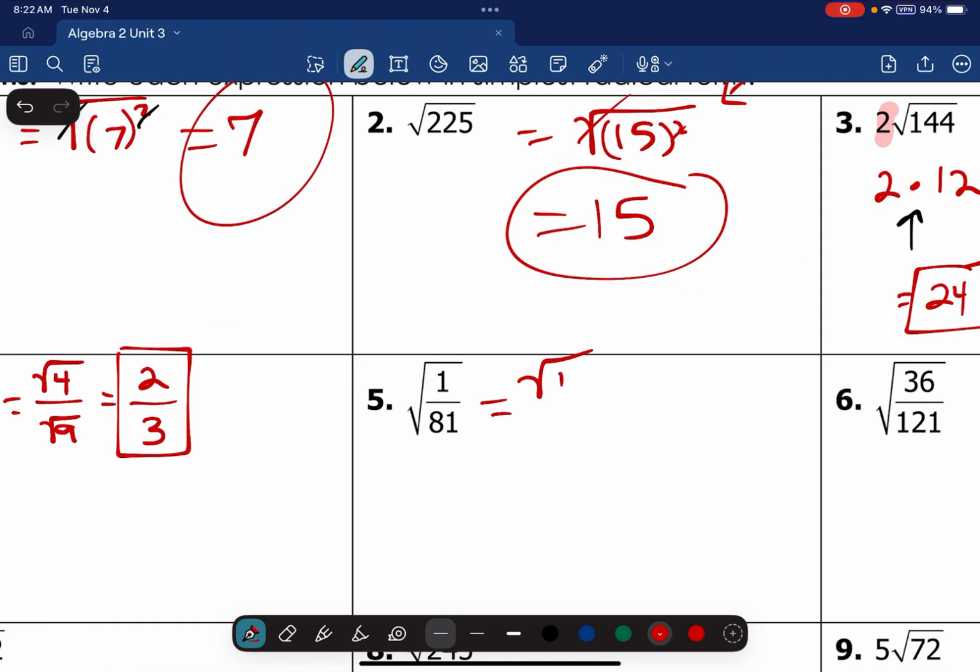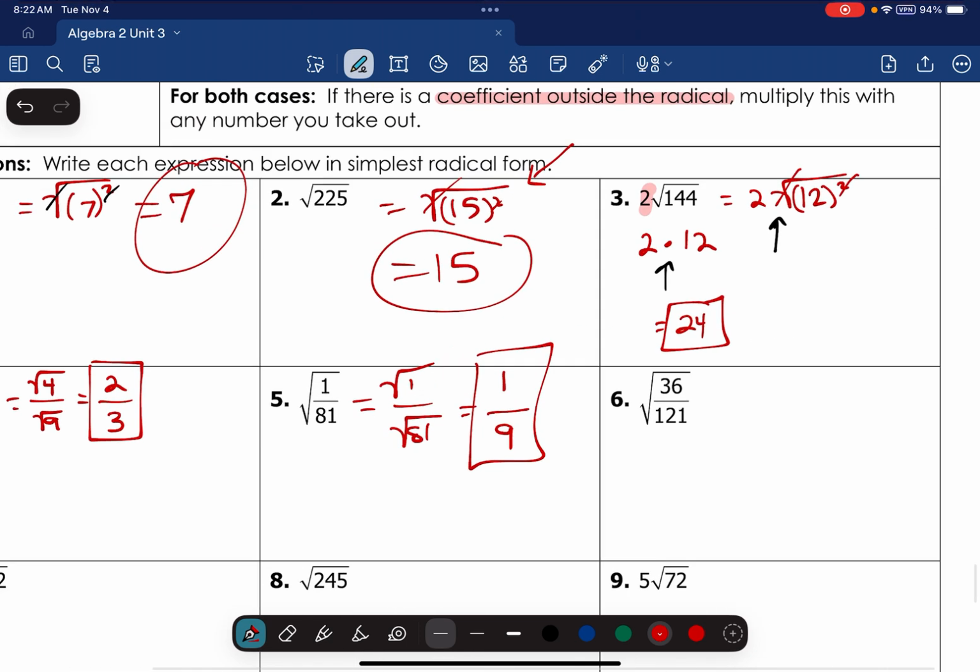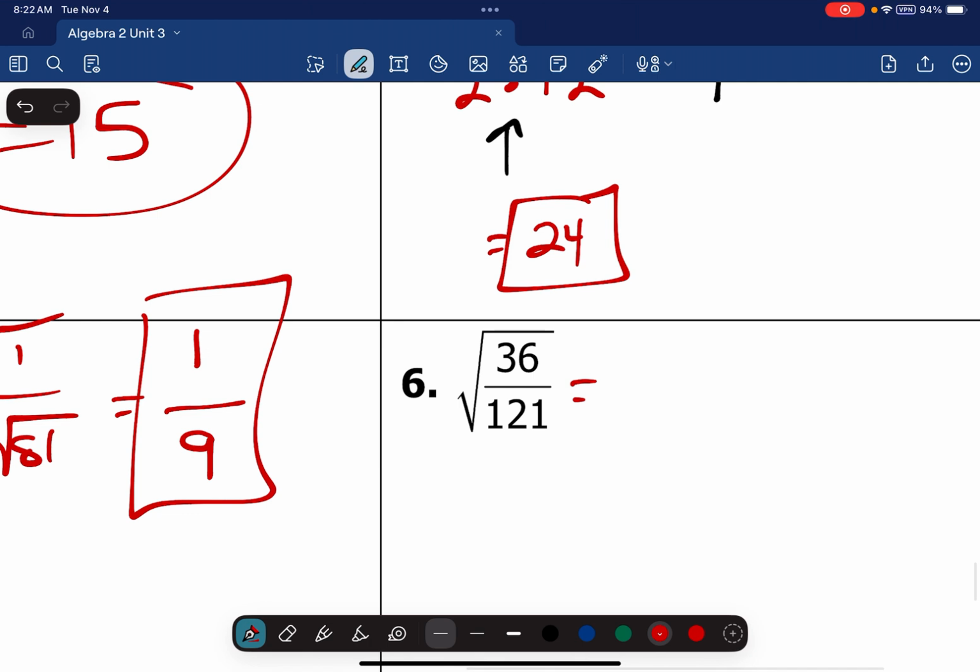Same thing here. Square root of 1 over square root of 81. Square root of 1 is 1, because 1 times 1 is 1. Square root of 81 is 9. The answer is 1/9. Square root of 36 over square root of 121. We don't have to write this step if you understand that this means this step. So we could skip straight to knowing that this is 6 over 11.